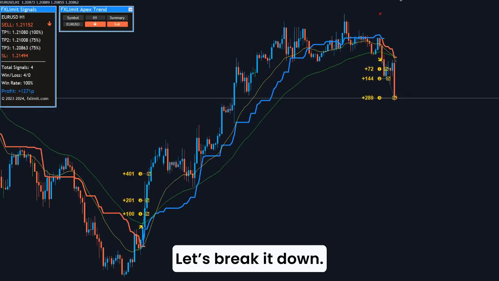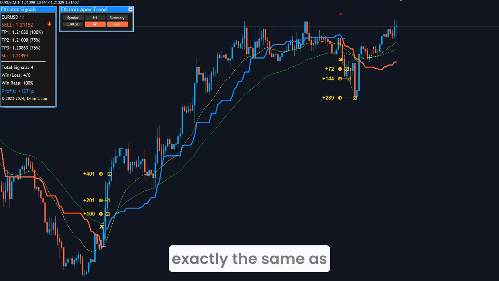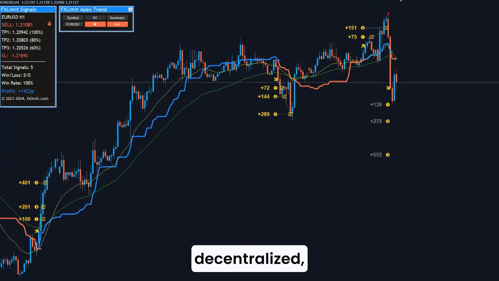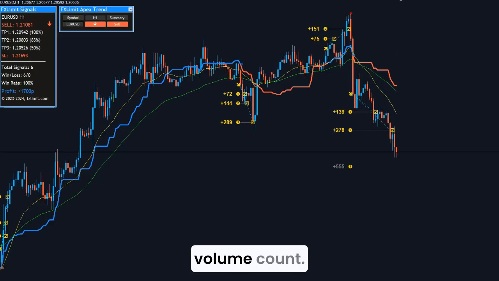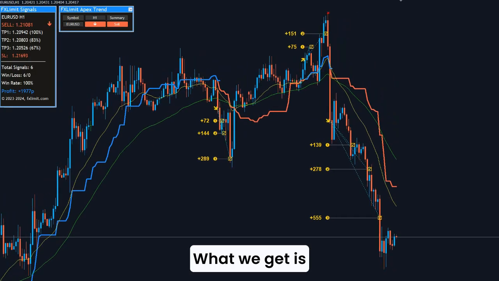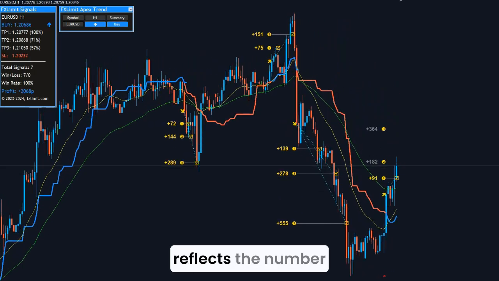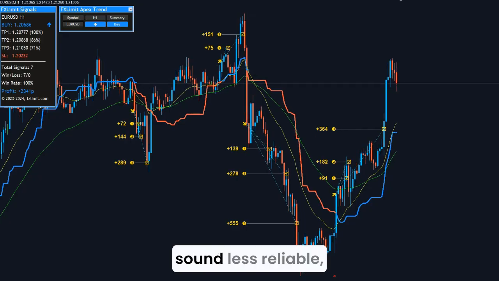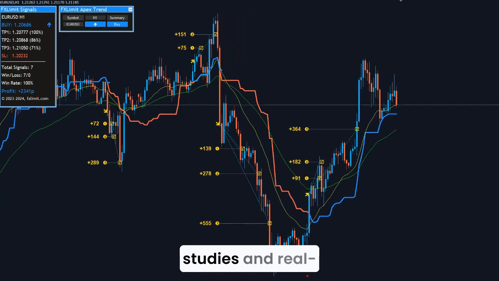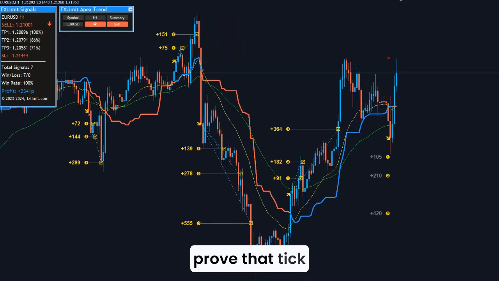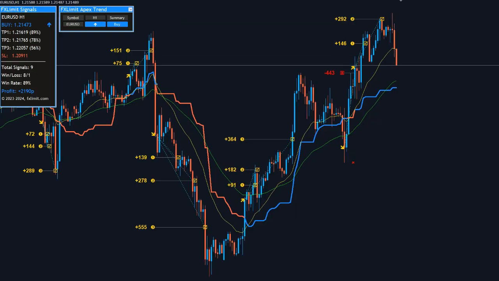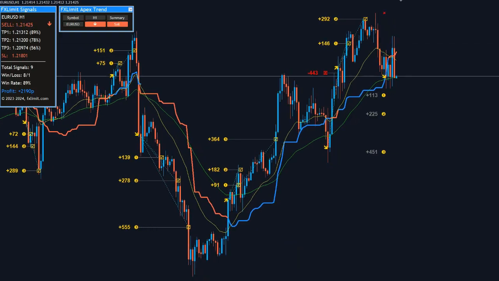Let's break it down. Volume in Forex isn't exactly the same as in the stock market. Because Forex is decentralized, we don't get a centralized volume count. What we get is tick volume, which reflects the number of price changes in a given period. While it might sound less reliable, studies and real-world trading prove that tick volume often correlates very well with actual traded volume.